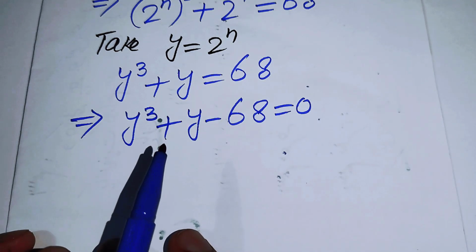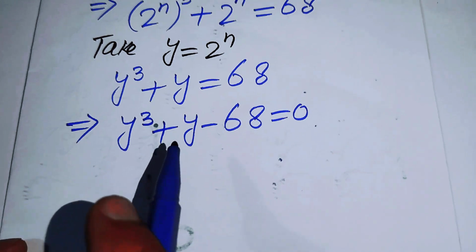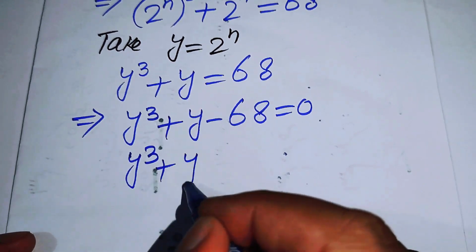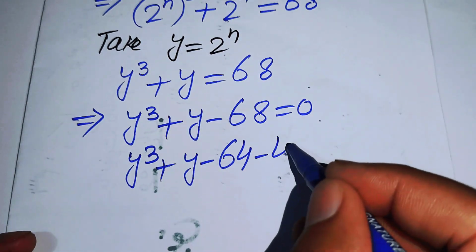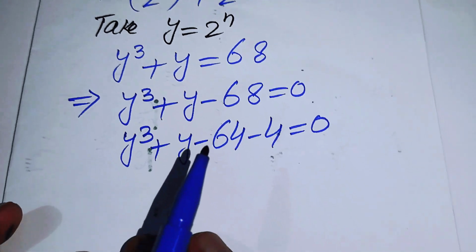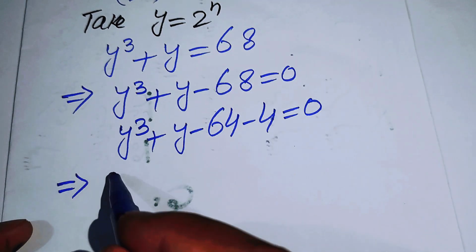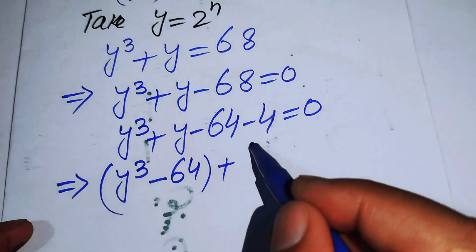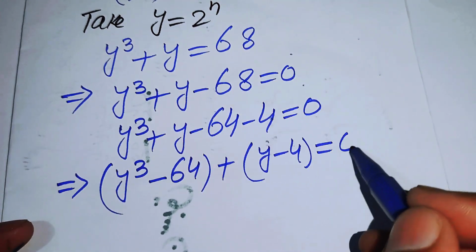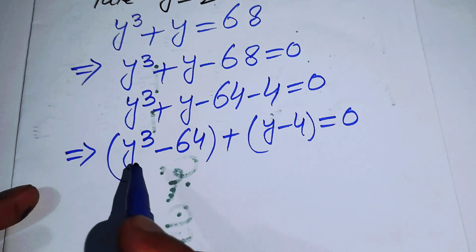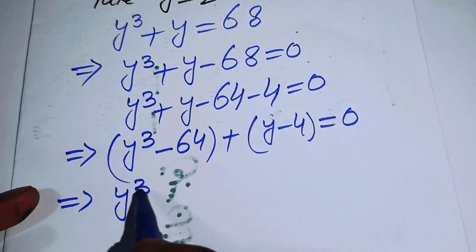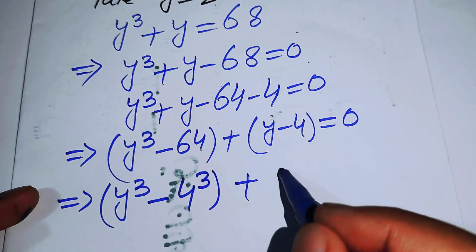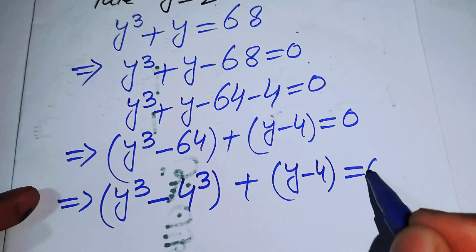And now we rewrite this equation: here you have 68 and we can write it as y cubed plus y minus 64 minus 4 is equal to 0. And now we make a pair of the terms, which is y cubed minus 64 plus y minus 4 is equal to 0. And now we can write it as y cubed minus, here you have 64 and 64 is equal to 4 cubed, plus y minus 4 is equal to 0.